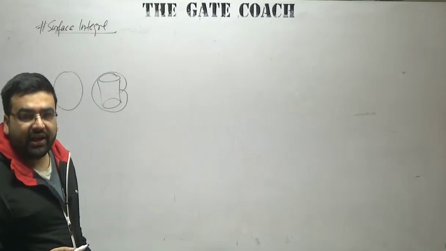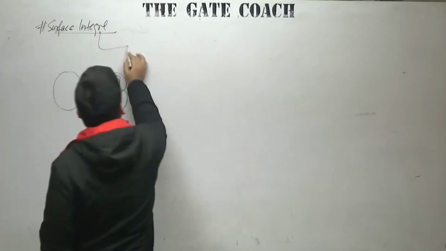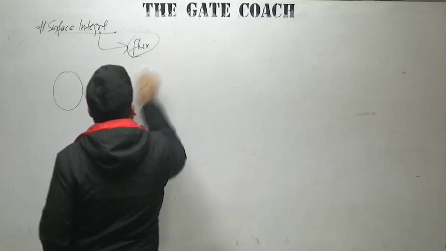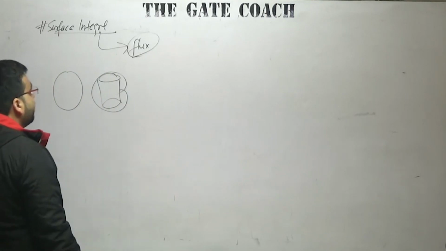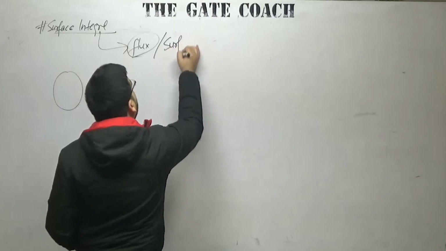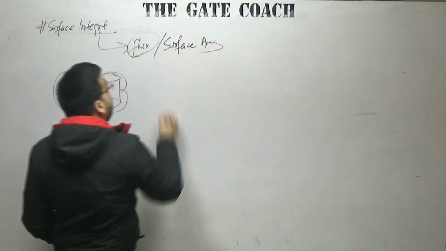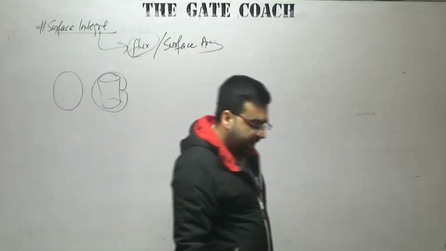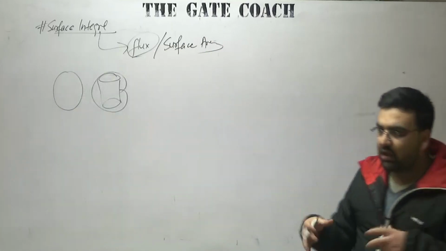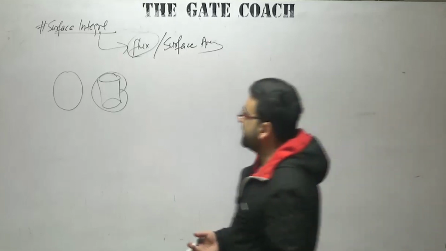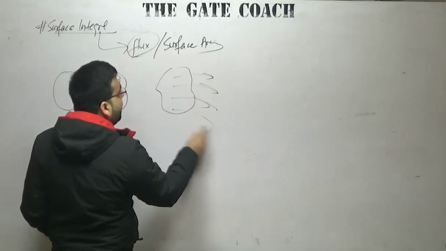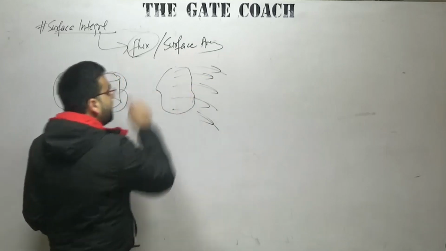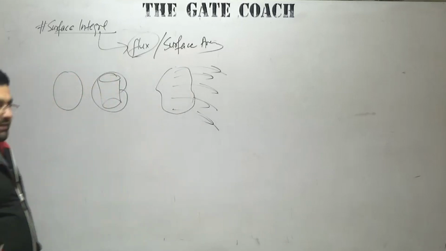What is the physical significance? It gives you flux, or flux per unit surface area also you can calculate. Now what is the meaning of flux? How many magnetic lines or electric lines are coming out of a particular surface, that is the meaning of flux. For example, how many magnetic field lines or electric field lines are coming out from this particular area, that is what is called the flux.